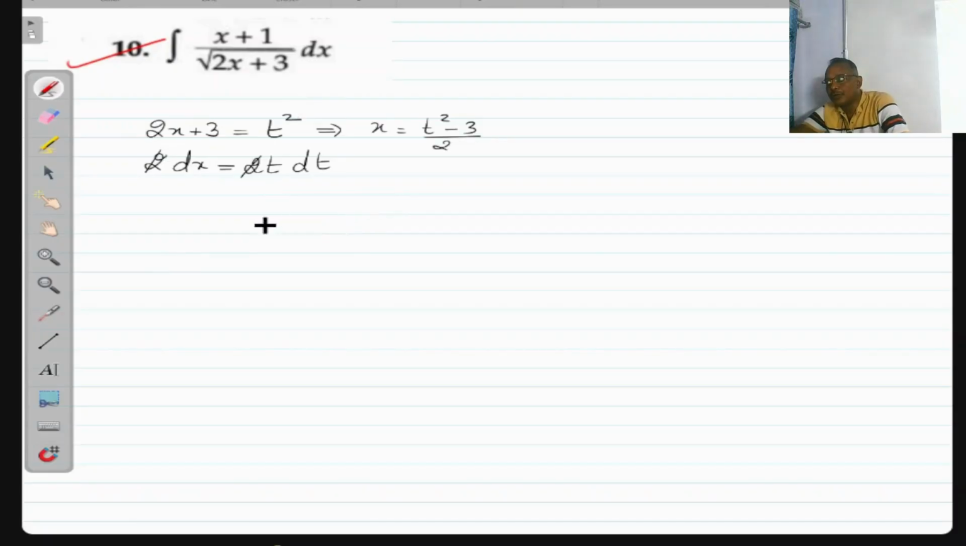Go back to the question. The numerator वाला x के जगह I am writing it as t square minus 3 upon 2. Then there is a plus 1 and root over of this would become a t, and dx would become t dt.